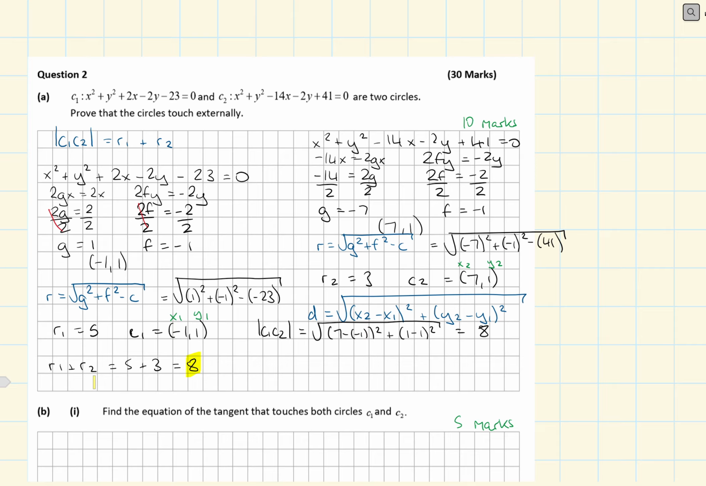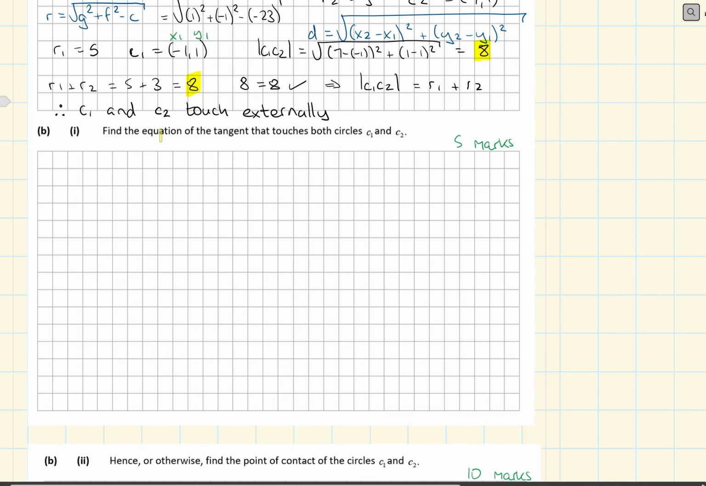So we had 8 for R1 plus R2, 8 for center 1 to center 2. 8 is equal to 8, which tells us center 1 to center 2 is equal to R1 plus R2. And so C1 and C2, the circles that they gave those labels at the start, touch externally. Okay, so that's part 1 answered.